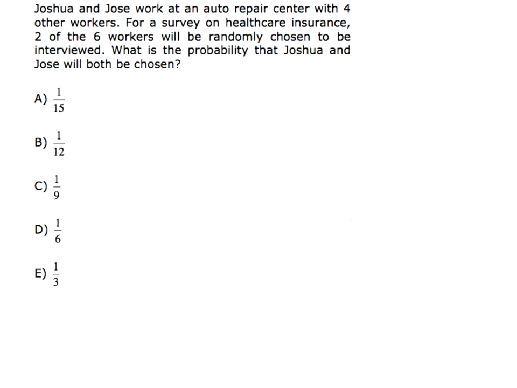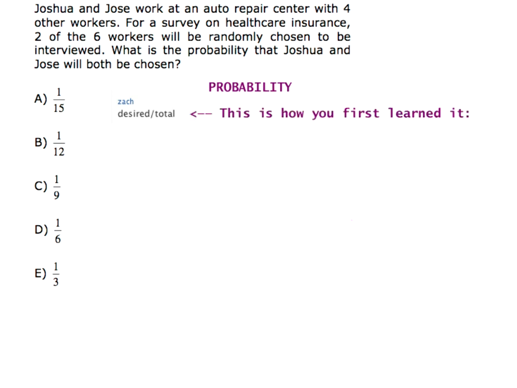Desired over total, as Zach is saying. But how did you get these quantities called desired and total? So Zach says here. I mean, you've learned a lot of fancy things about probability since then, but this is how you first learned it. In other words, how do you get those? Yeah, you count them.